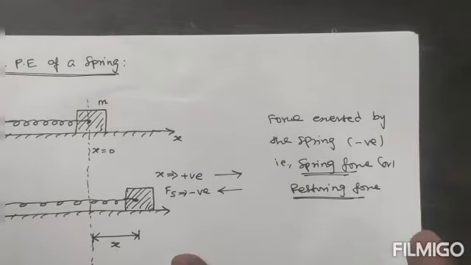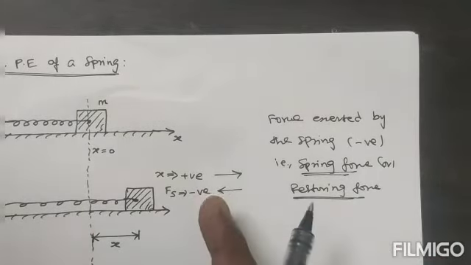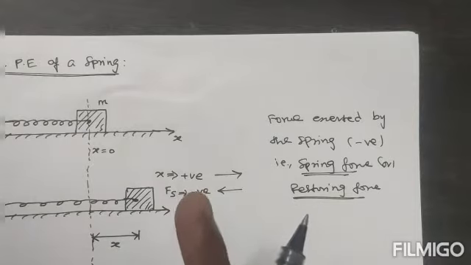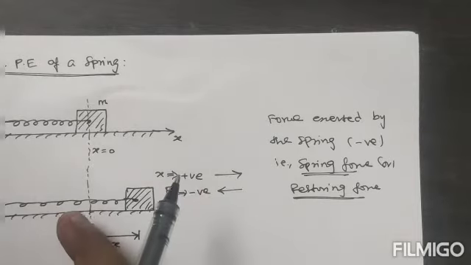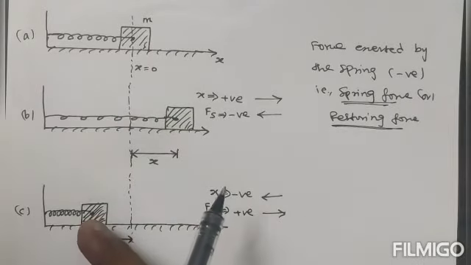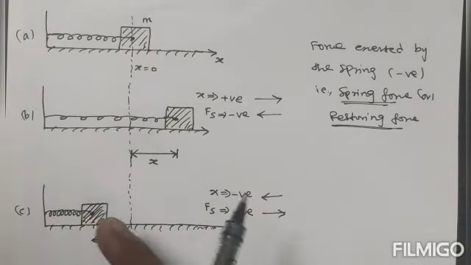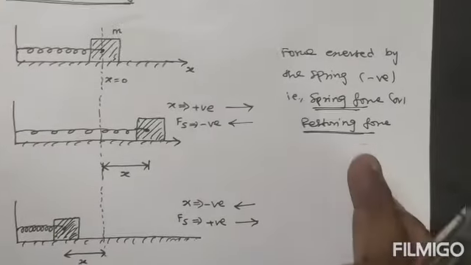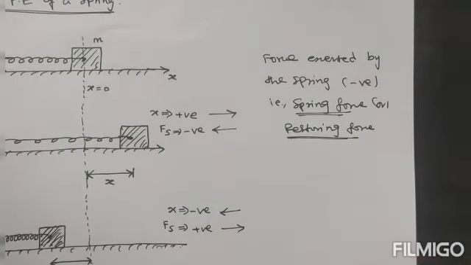Why do we call it the restoring force? If we extend the spring, it tries to move back to its equilibrium position. Or if you compress it, again it tries to move back to its equilibrium position. So that is why it is called the restoring force.